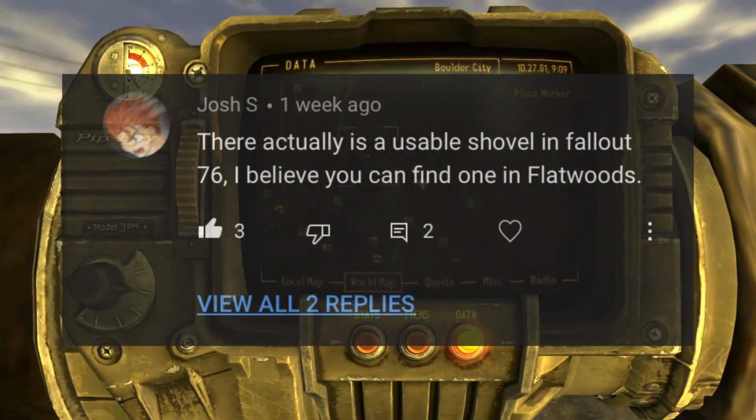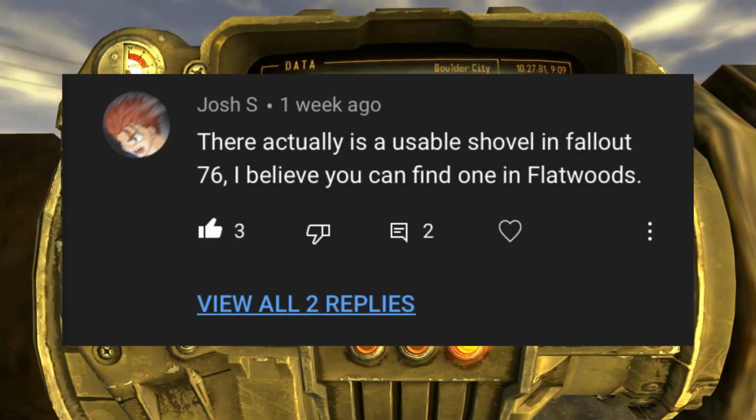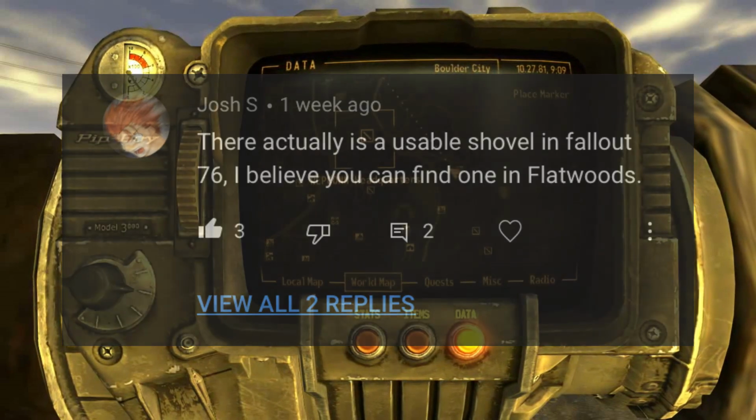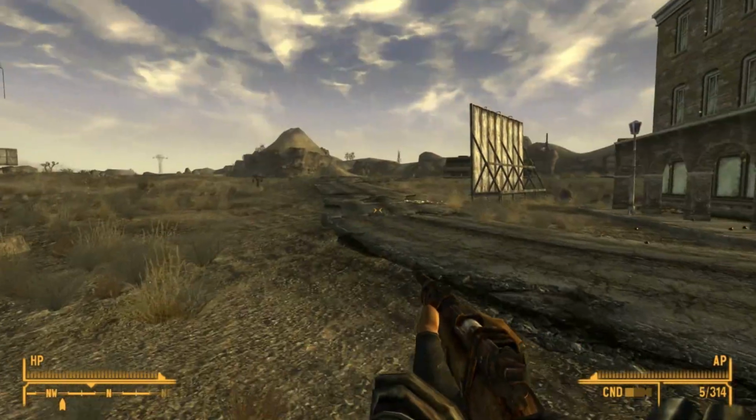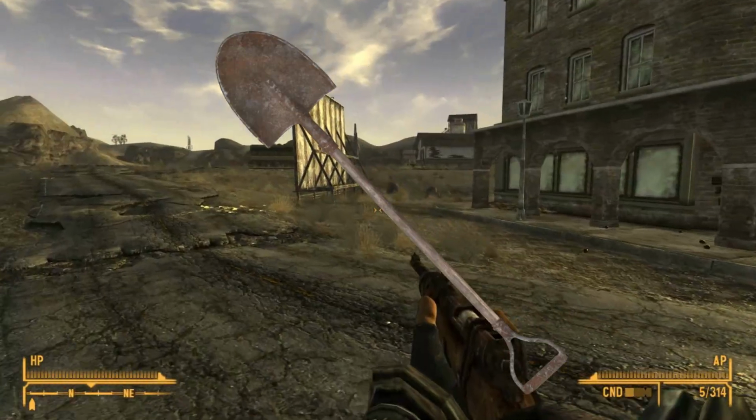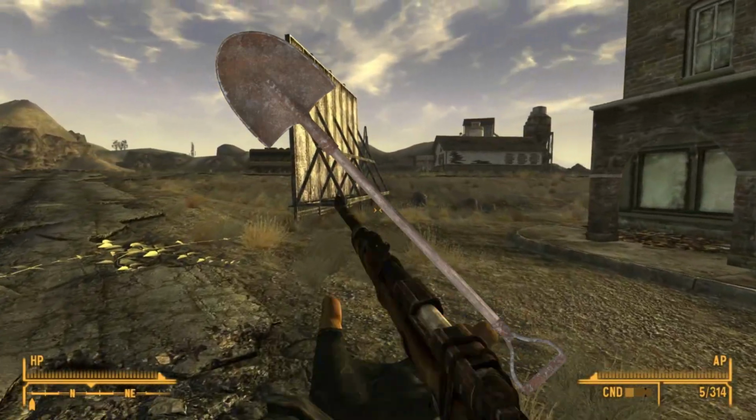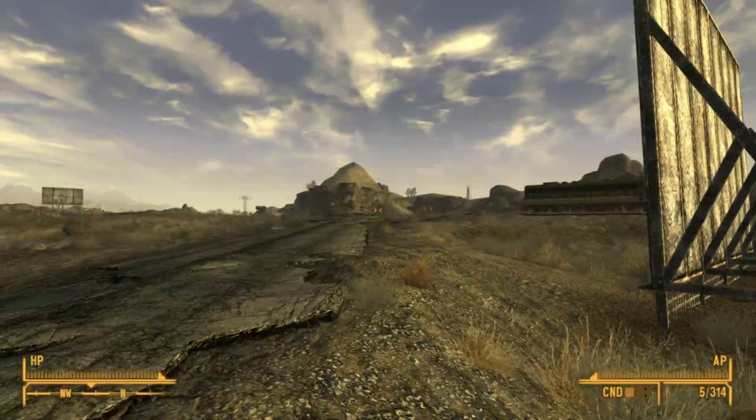Starting off, many of you mentioned that Fallout 76 actually has a shovel that can be used as a weapon in Flatwoods, even with a special variant. The cursed variant has increased damage and attack rate. Sorry about missing this in the previous video.